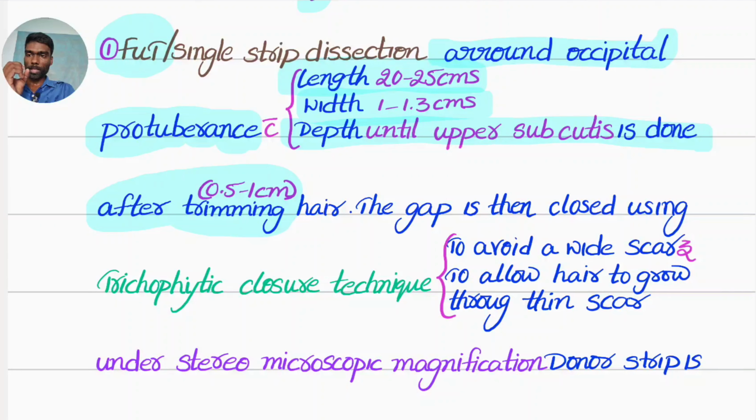First we have to trim the hair 0.5 to 1 centimeter short in the donor area. Then we do dissection of a single strip of length 20 to 25 centimeters, width 1 to 1.3 centimeters. This dissected skin contains hair which is used as a graft. And then the gap or wound will be created. It is then closed using the trichophytic closure technique.